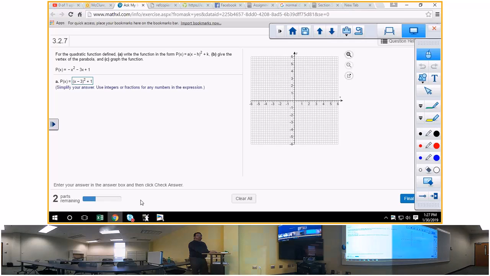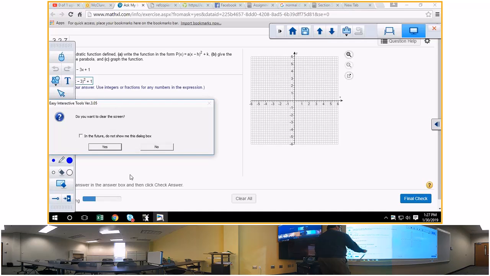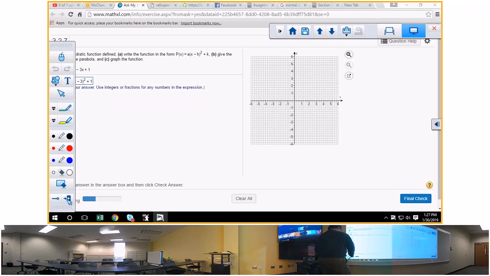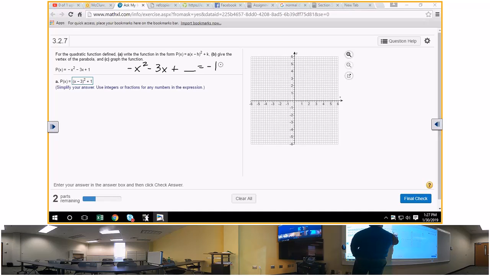And there we are. And the question says, blah, blah, blah, find this and that. And basically, we're going to use complete the square. So, here we go with complete the square. Trying to get rid of this. There we go. And we got negative x squared minus 3x plus blank is equal to negative 1 plus blank.